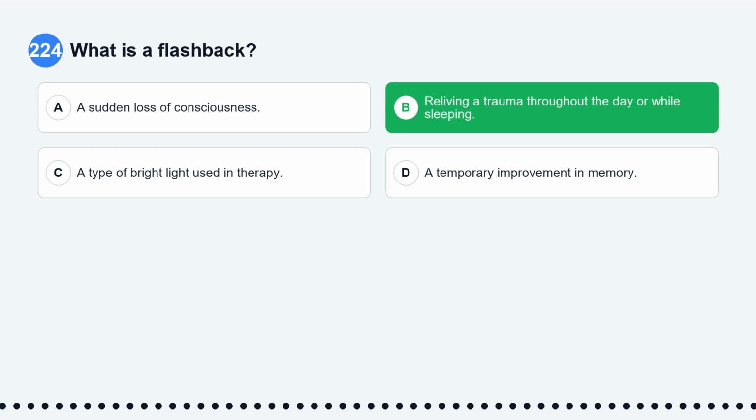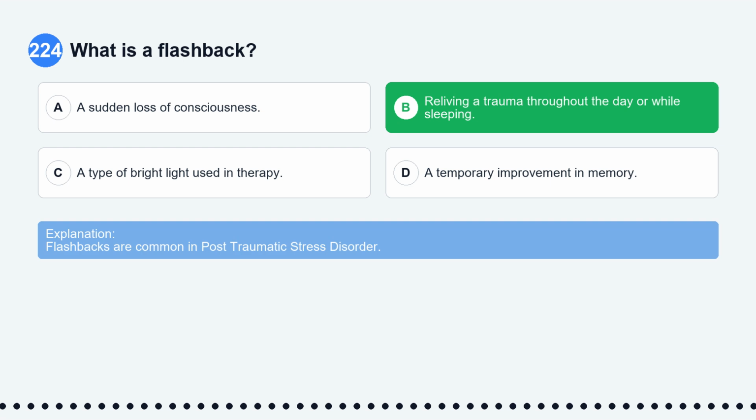The correct answer is option B. Reliving a trauma throughout the day or while sleeping. Flashbacks are common in post-traumatic stress disorder.